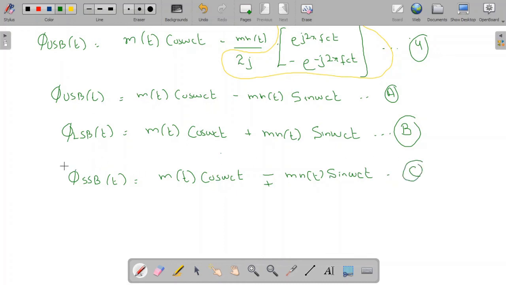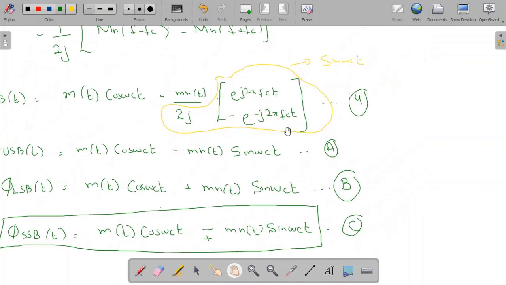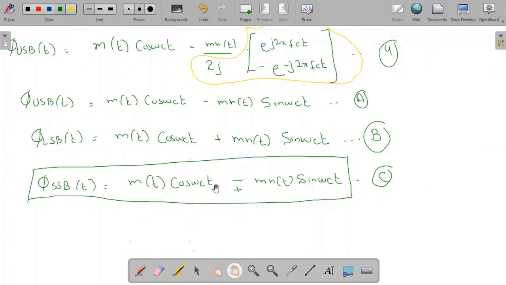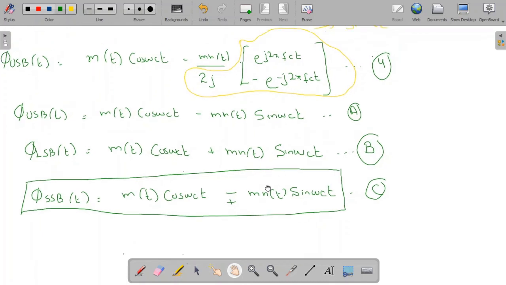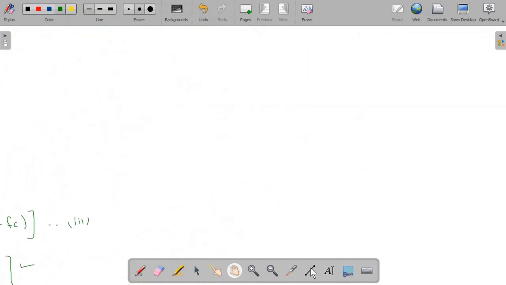Now this is an important equation. This is how we can represent the single sideband in time domain. Now how to perform its coherent demodulation? For coherent demodulation, I need to multiply it with the carrier. So let us perform its coherent demodulation. I need to multiply this equation C with the carrier, 2 cosine omega ct. Let me write equation C again and then multiply with 2 cosine omega ct.